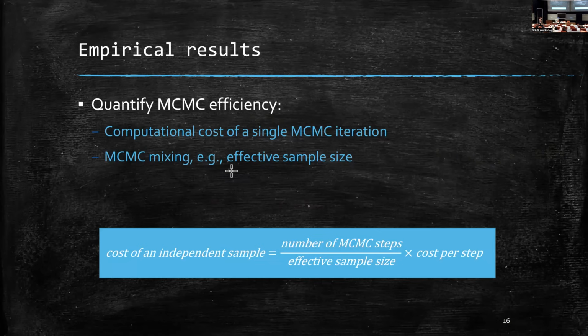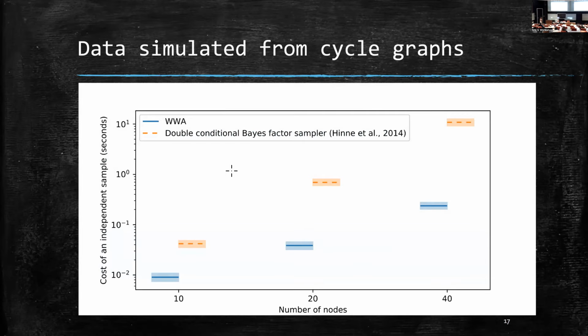So just to compare it with existing algorithms, I'm going to compare the computational cost and the efficiency of the MCMC in terms of mixing and effective sample size, and it does work okay. I'm just going to show you a result by presenting the cost of an independent sample, which is the number of MCMC steps over the effective sample size times the cost per step, like the time employed for an iteration. And we compare, because we consider it the state of the art, to the double conditional Bayes factor sampler.